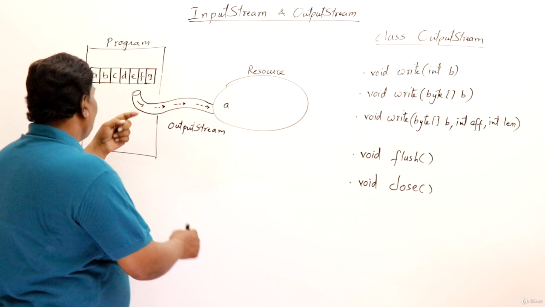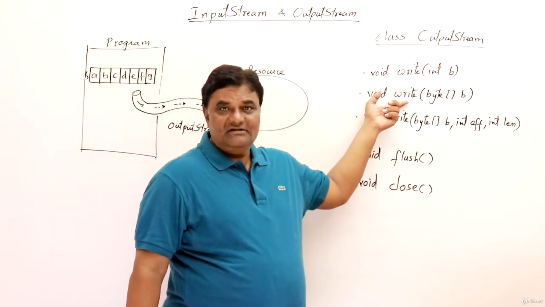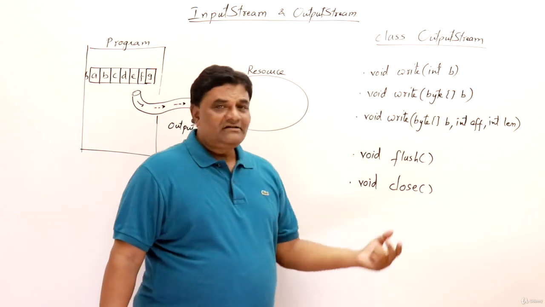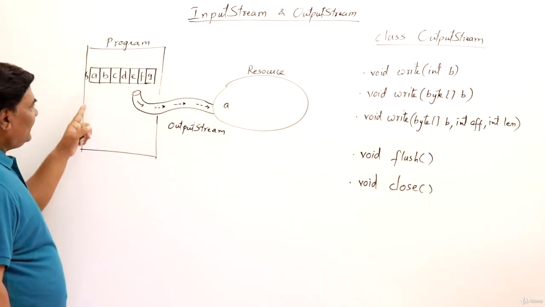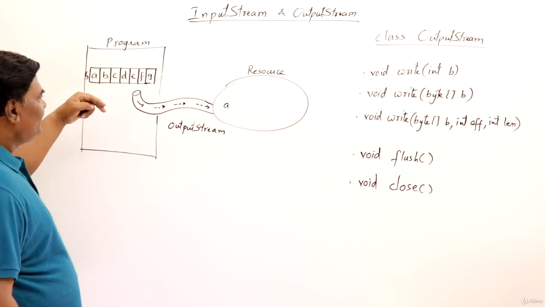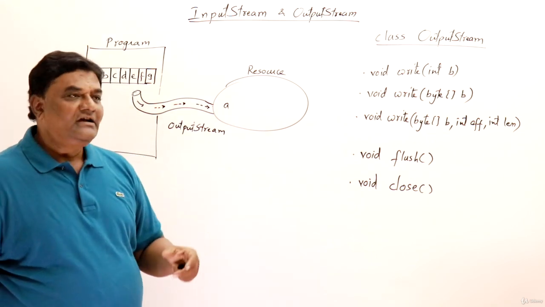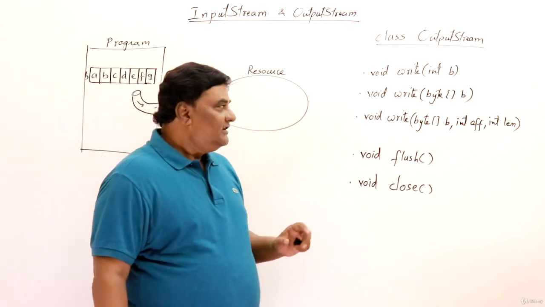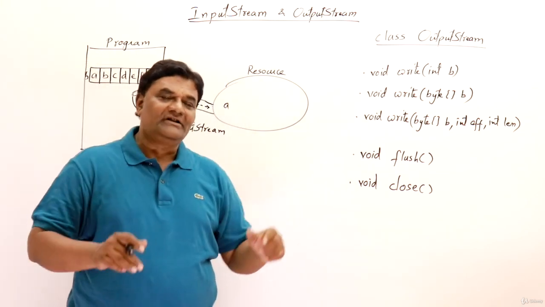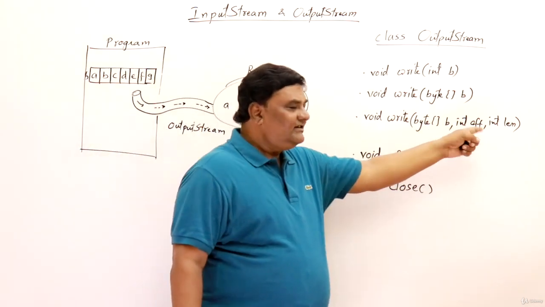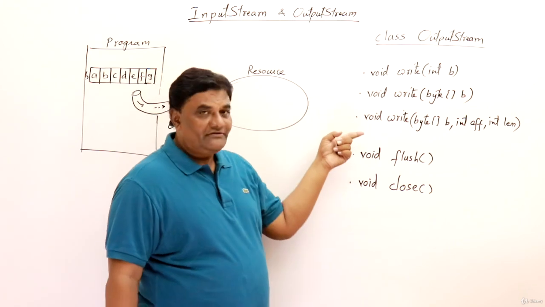Suppose this is a byte array and I want to write all the bytes together, then I can use this method. The next is the write method with a byte array, offset and length. It means you don't want to write from the beginning, from the first letter onwards. You can start from the third byte or fourth byte. So you can mention the offset and how many bytes you want to write. You don't want to write the entire thing from starting point to ending point, so you can mention the starting point and the number of bytes from there. So these are three versions of write.